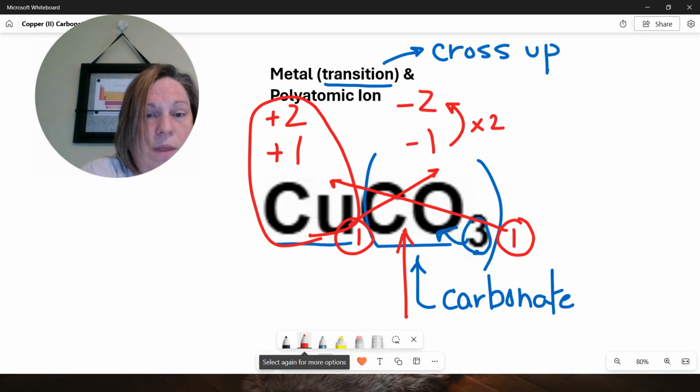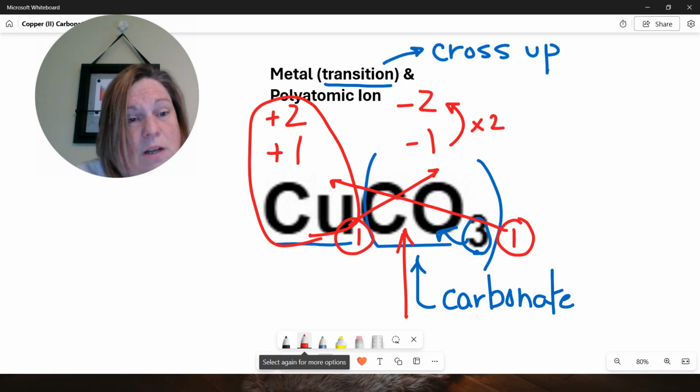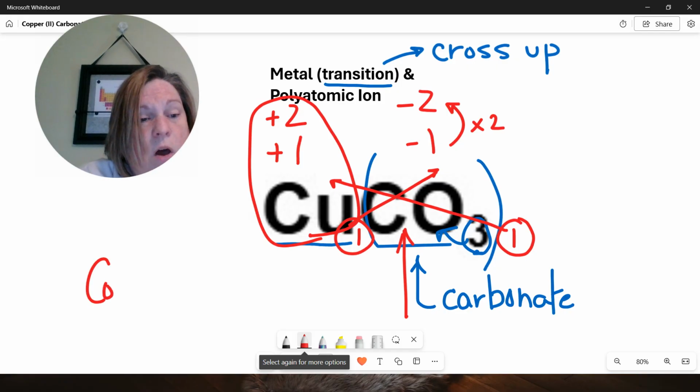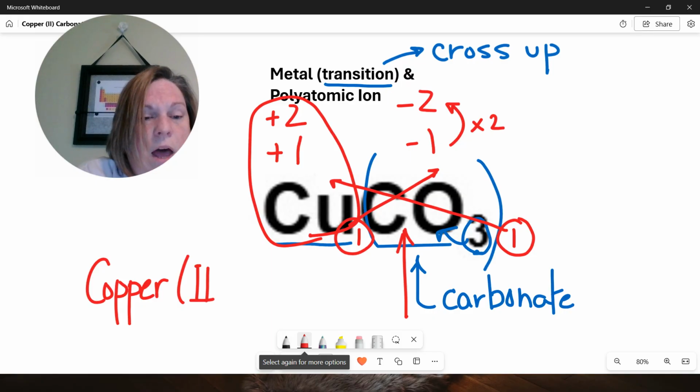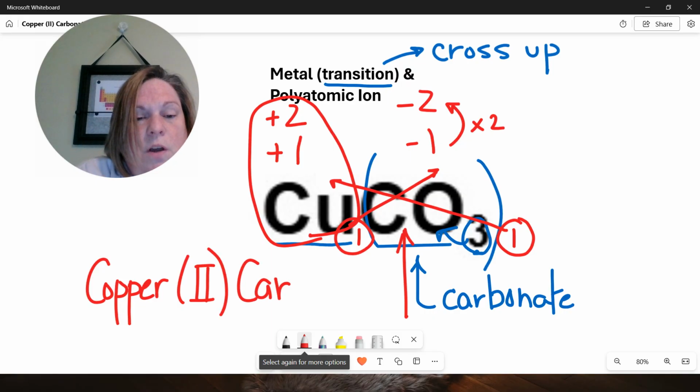And so when we go to name this, I need to put that oxidation number in Roman numerals with the name. So copper, and then in parentheses, I need the Roman numeral for 2, which is 2 I's together. And then I just name the polyatomic ion, which is carbonate.